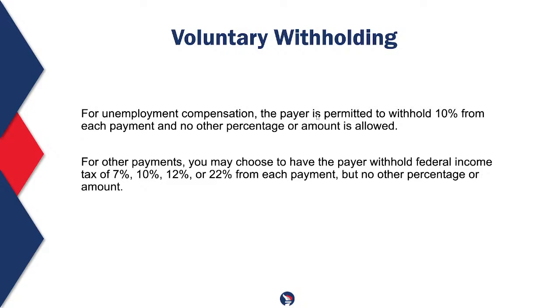For unemployment compensation, the payer is permitted to withhold 10%. Some is better than none. Trust me. For other payments, you may choose to have the payer withhold federal income tax of 7, 10, 12, or 22% from each payment, but no other percentage amount. And you can't put in a custom amount on these W-4Vs. You can put in custom amounts on the W-4 itself. I do that.